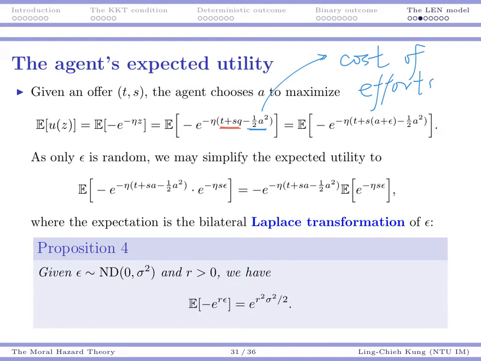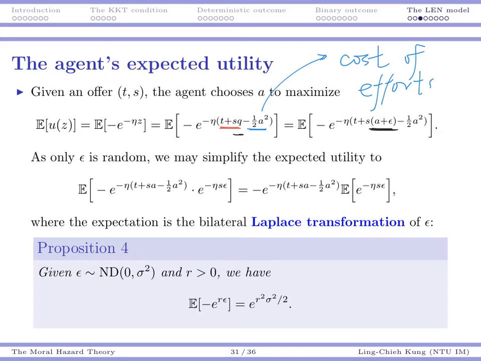Okay, so that means I, as an agent, if I put some effort, I can change the distribution of my random payment. But in any way, I need to pay a cost. If we further derive the formula, then we can say this Q is random, right? And Q is A plus epsilon. Because in all the things here, only epsilon is random, so we may simplify the expected utility to this one.